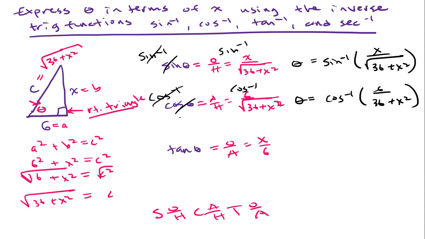For the last one, tangent theta is opposite over adjacent, so we have x over 6. That's our solution for tangent theta, but we do want the inverse of that. So we take the inverse on both sides, the inverse tangent cancels, leaving us with theta equal to the inverse tangent of x over 6.